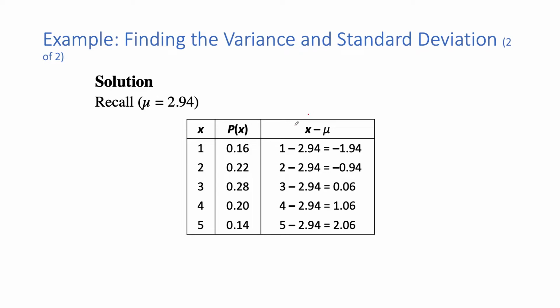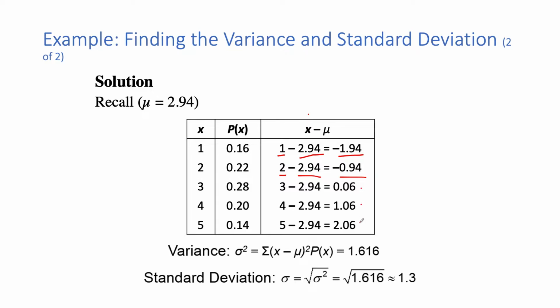So take each value: x takes a value of 1, the mean is 2.94, so the deviation here is negative 1.94. Take the value 2, subtract the mean from it, and I get a deviation of negative 0.94. Take the value 3, subtract the mean from it, I get a deviation, and the fourth, and the fifth, right? So to find the variance, I take each of these numbers. So I would square this number, right?